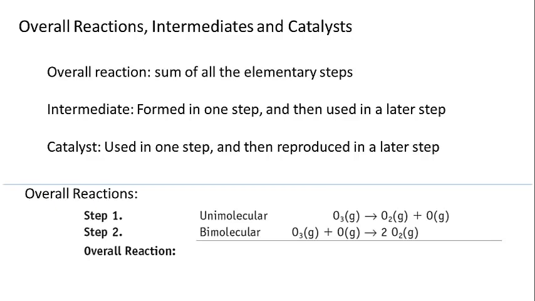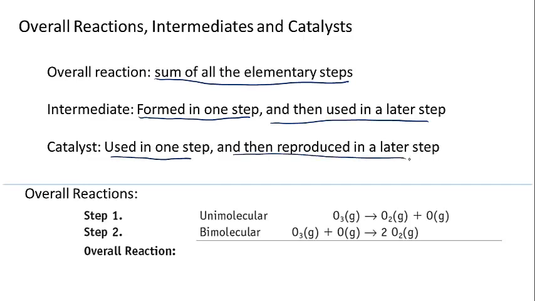Okay, so let's talk a little bit about labels we use for things. Reactants obviously are things that are on the left side of the equations. Products are on the right side of the equations. For an overall reaction, the overall reaction is the sum of the elementary steps. An intermediate is a species that's formed in one step and then used in a later step. We saw 2 of those in the previous example. A catalyst, which we've not seen yet, is used in one step and then reproduced in a later step. And so we'll see examples of that as we go along.